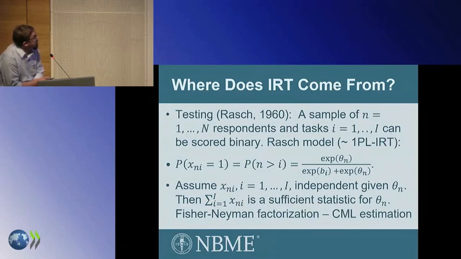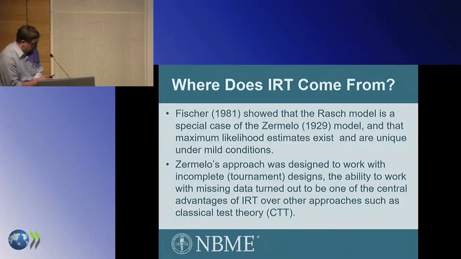And essentially, we have the ability to estimate these parameters of item effects independently of the abilities, getting consistent estimates by factorization and conditional maximum likelihood estimation, which also shows up later in the examples that I will show where those models are being used. And Fischer later on then showed that the Rasch model is a special case of the Zermelo model. This is why I showed you this one. And it also shows that maximum likelihood estimates exist under mild conditions.